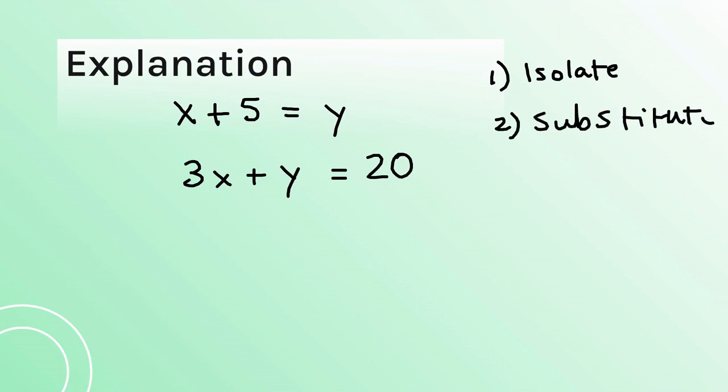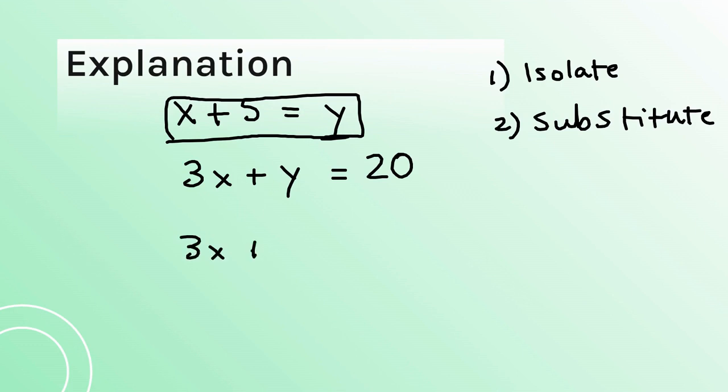To isolate it, well, for here we've already isolated y in terms of everything else. We've got x plus 5 equals y, right? So now we can plug this value of y in, and when we plug it in here, we get 3x plus, instead of y, we can just write x plus 5. So we're substituting. We've isolated y, that's the first step, and now we're substituting its new value in over here.